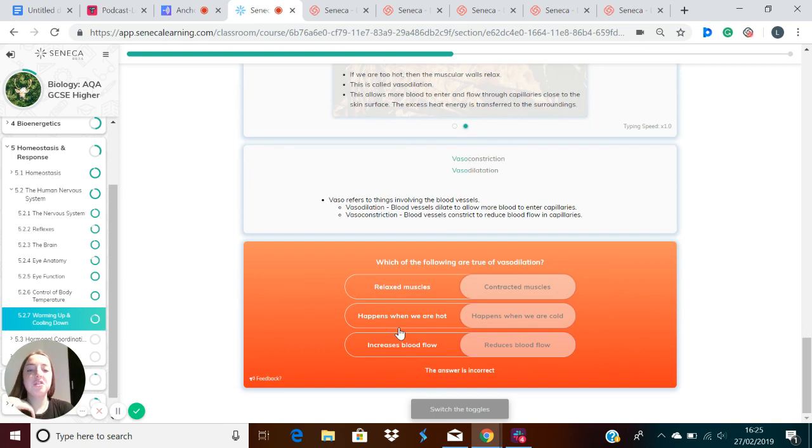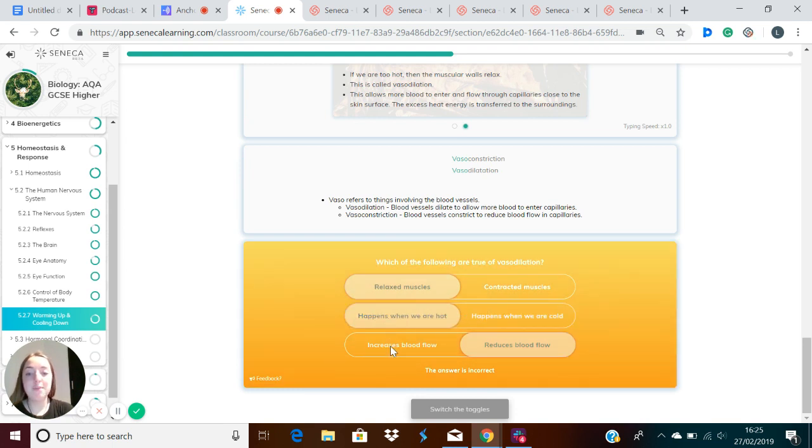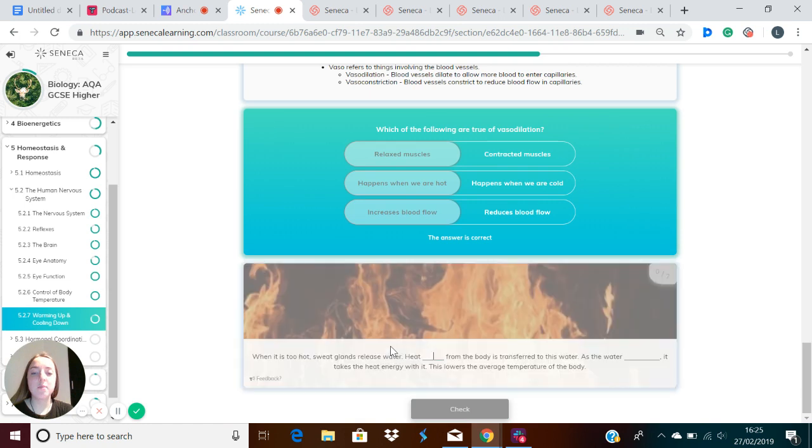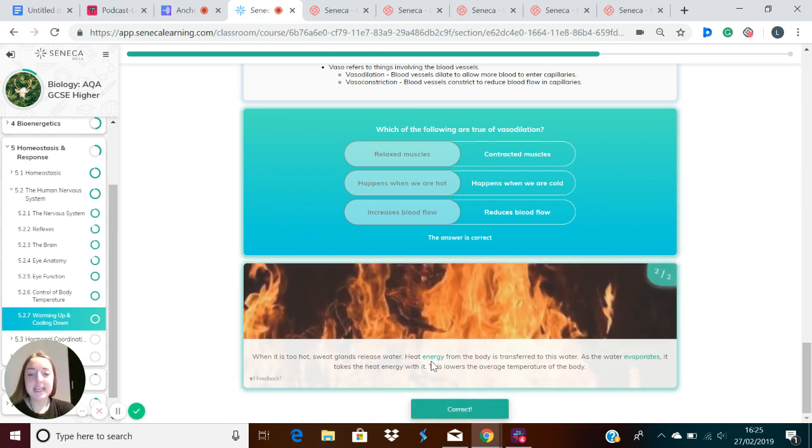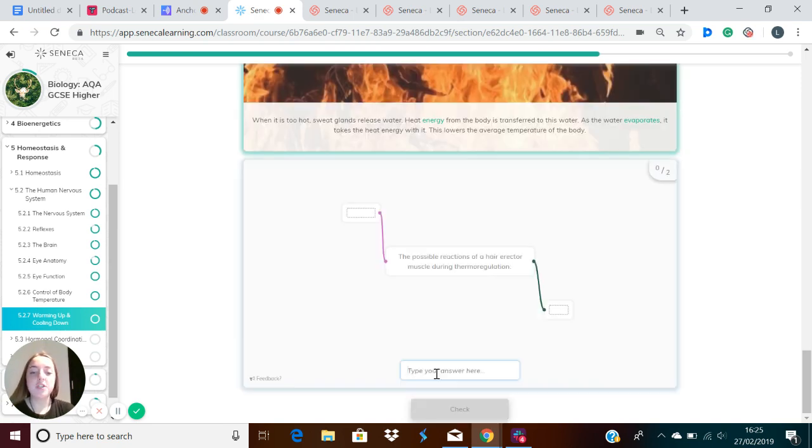So what happens during vasodilation? The muscles will relax, and this can happen when we are too hot, and this will increase blood flow to the surface of the skin, so more heat is lost. So a mechanism when we're hot, can you remember any of them? One of those is to sweat. Sweat glands release water. Heat energy from the body is transferred to this water. As the water evaporates, it takes heat energy with it, lowering the average temperature of the body.